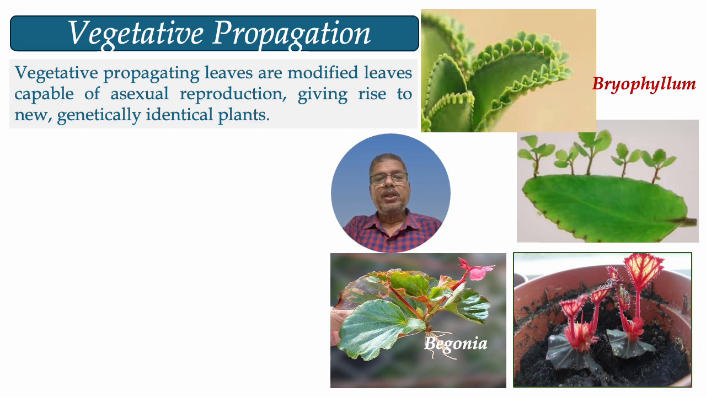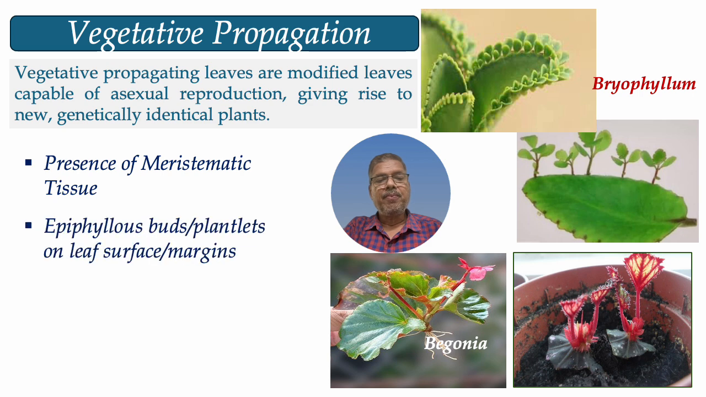Vegetative propagation, or asexual reproduction, helps the plant survive in a challenging environment, ensure genetic continuity, and recover from damage. The characteristic feature of the reproductive leaves is the presence of meristematic tissue. Specific regions of the leaf retain meristematic activity, that is, undifferentiated cells capable of division and differentiation, allowing them to form roots, stems, and new leaves.